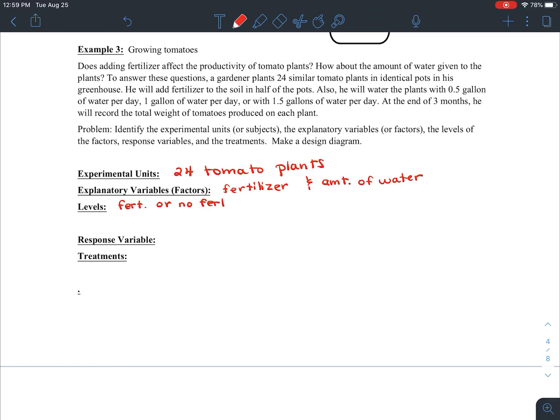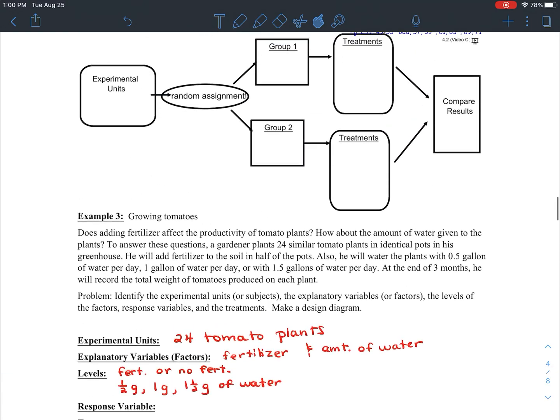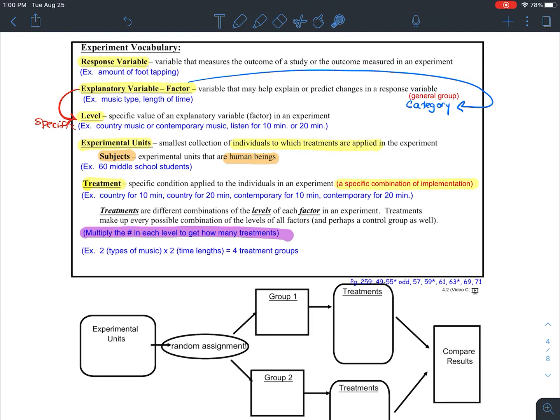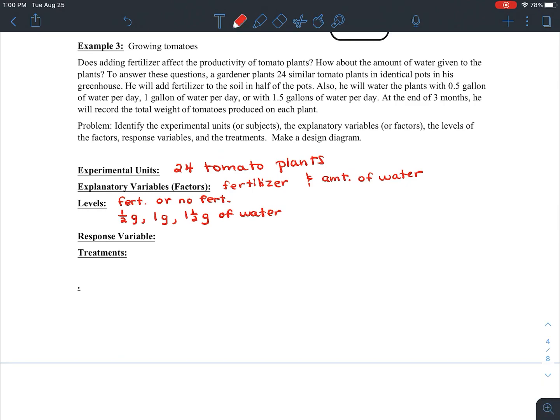So as far as the levels of fertilizer go, the options are either we're going to apply fertilizer or there will be no fertilizer applied. In terms of the amount of water, the options were either ½ gallon, 1 gallon, or 1½ gallons of water. The response variable is what it is that we're actually measuring. So what are we looking to measure here? This would be right here, we're recording the total weight of the tomatoes.